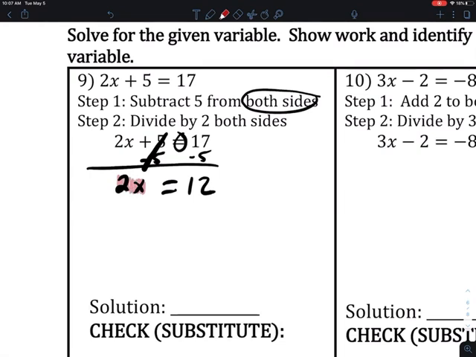Okay, this right here, my variable's right here, x. When we have a number next to it, that always means multiplication. So to do the inverse of multiplying, it's going to be dividing, or division, right? So divide by 2. And whatever you do to one side, you do to the other. And we're left with x equals 6. Okay, x equals 6.